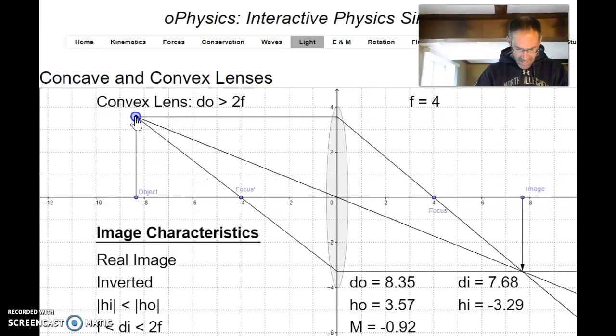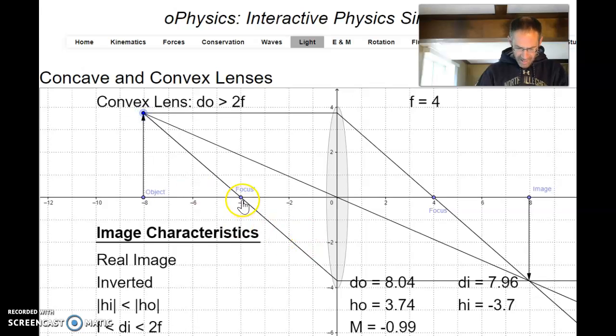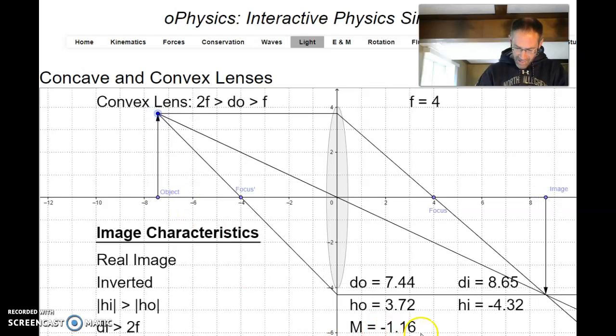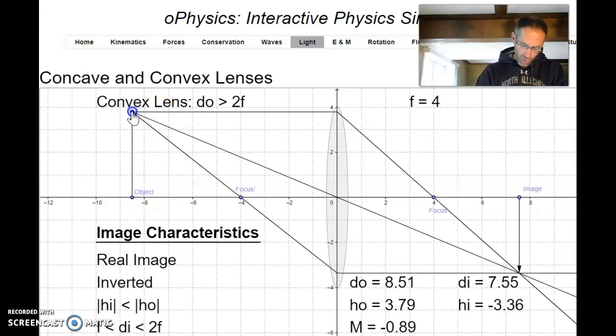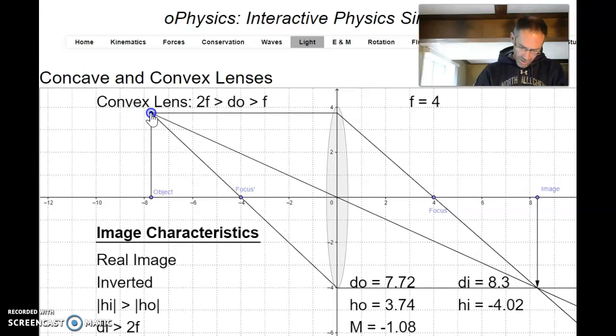Now, once I get, the focus is at 4 on this left side. And so now I'm at 8 or just slightly more than 8. And you can see that my magnification is just about -1. Negative because it's inverted, but 1 meaning that it's the same size as the original object. Now, if I go this side, now my magnification just became more than 1. And so that 2F point, or that center of curvature, that's an important point because that's where the magnification goes from being smaller than 1 to greater than 1.